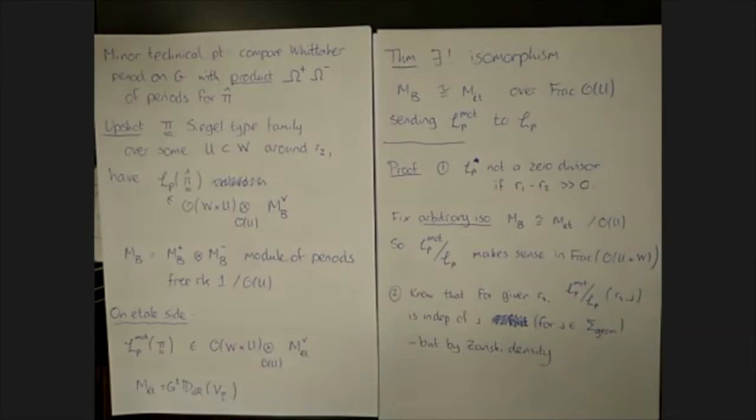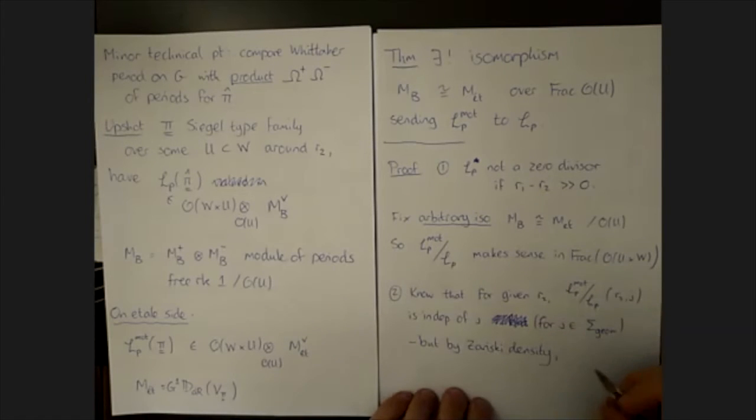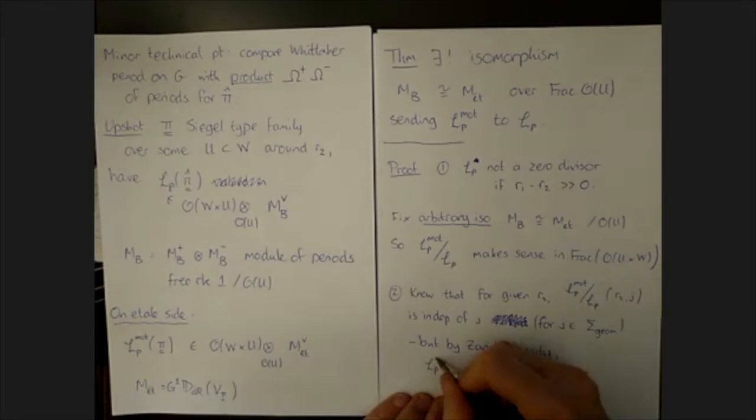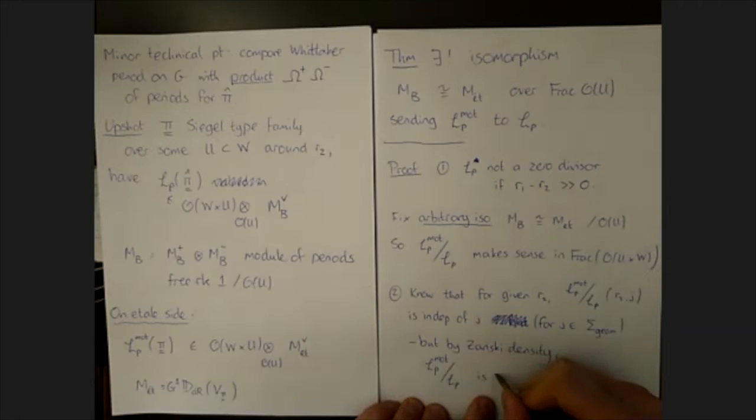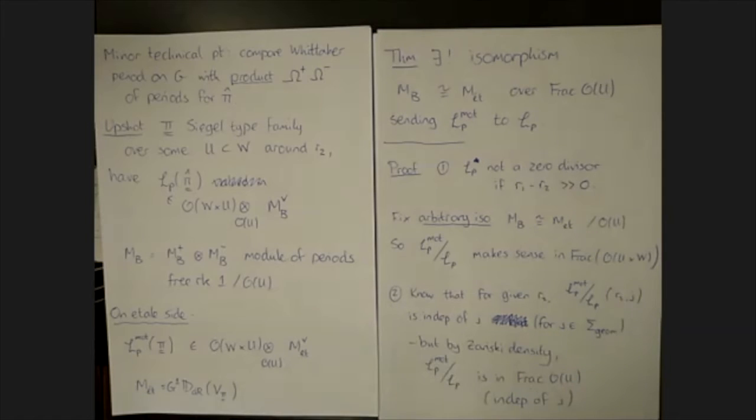But on the other hand, if you just use the fact that the J and R2 such that J is in sigma geom are Zariski dense, you can conclude that this function L_p^mot over L_p is in frac O of U, so it's independent of J. It doesn't depend on the cyclotomic twist, only on the weight.